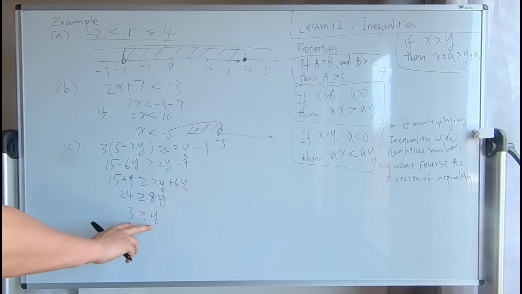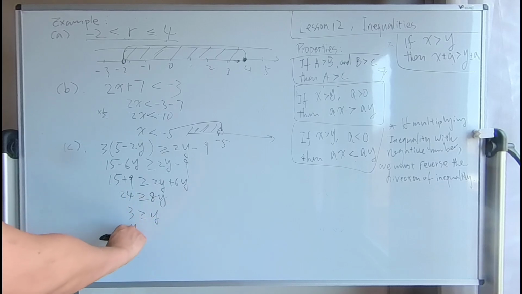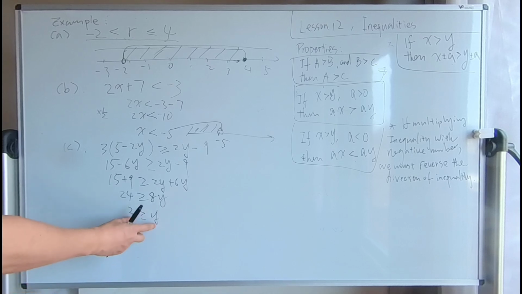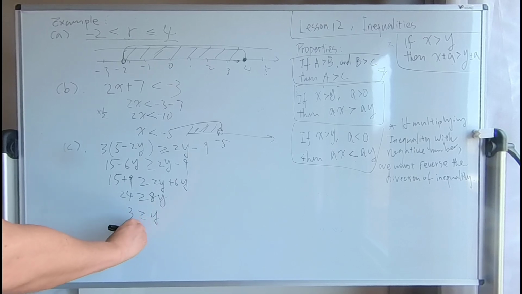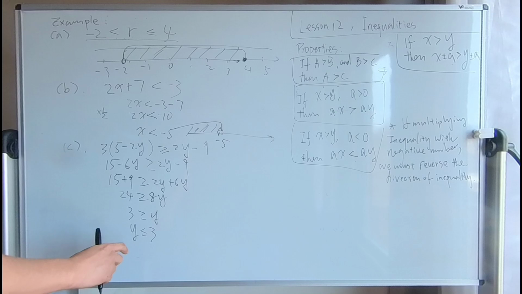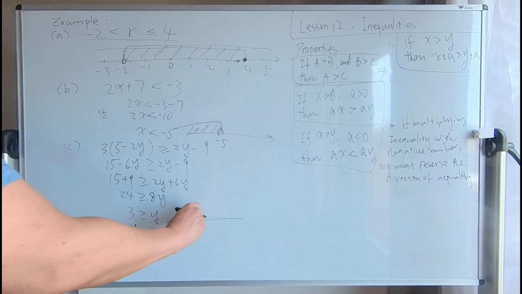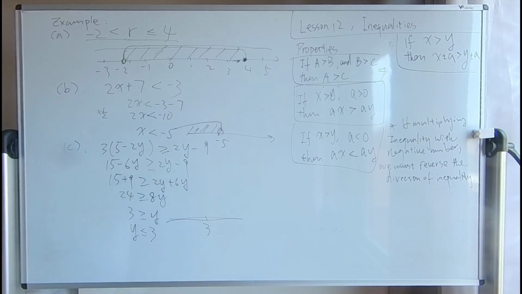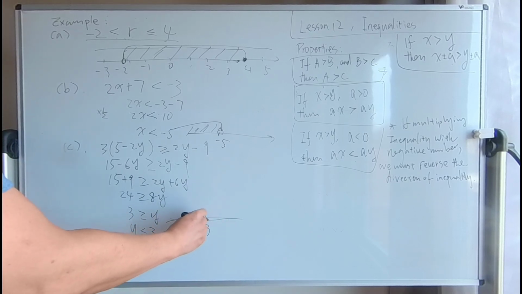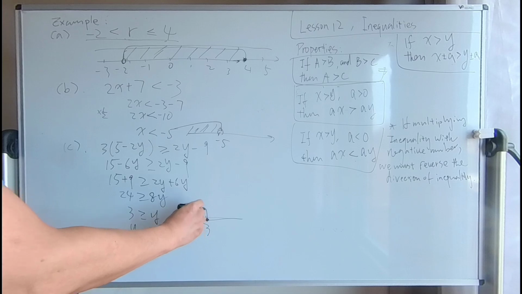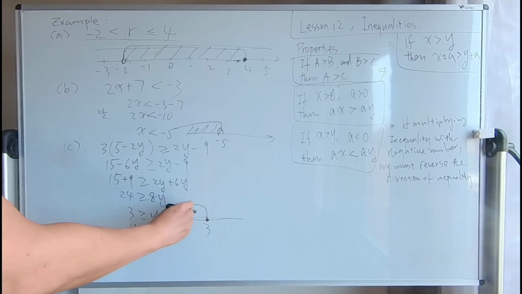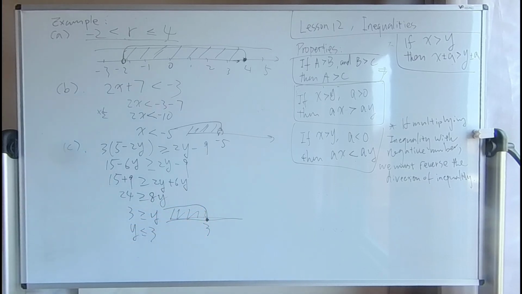Or again, if I want to write my unknown variable always on the left-hand side, be careful of the sign. You should bring the sign together. So this is equivalent to y is less than or equal to 3. So on the number line, if 3 is here, less than or equal to means you have a solid dot, and it's all the way to the left-hand side.